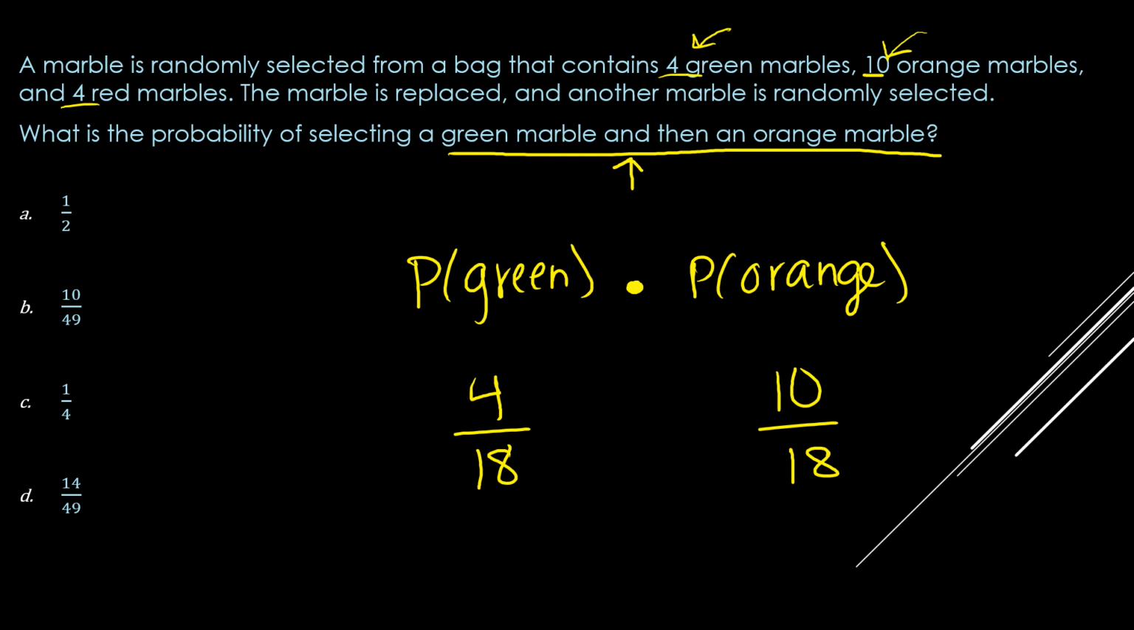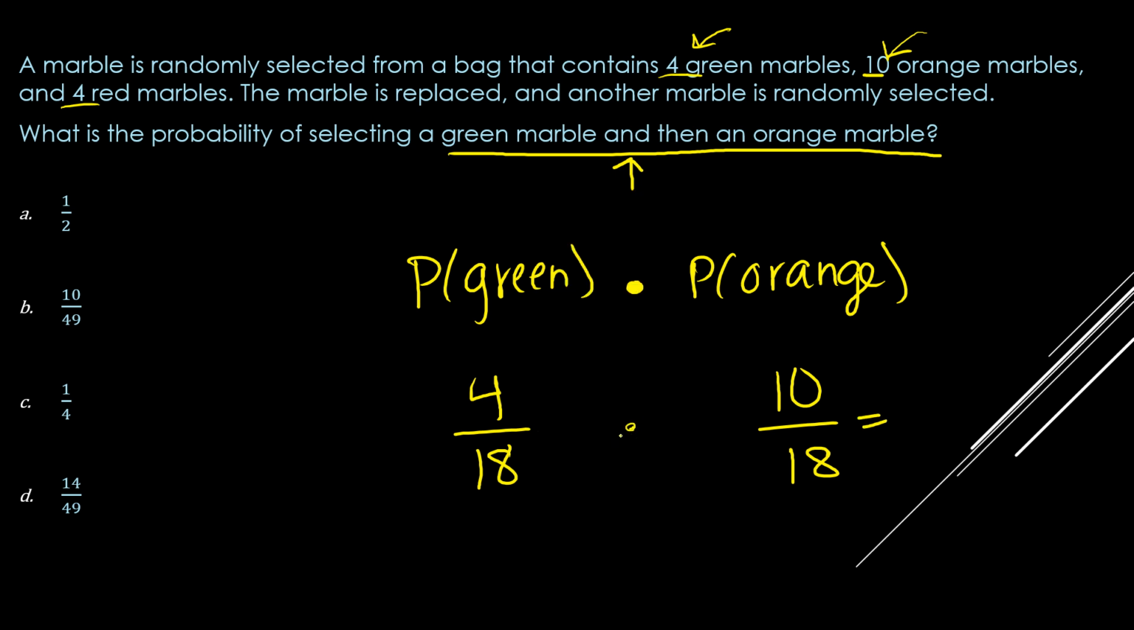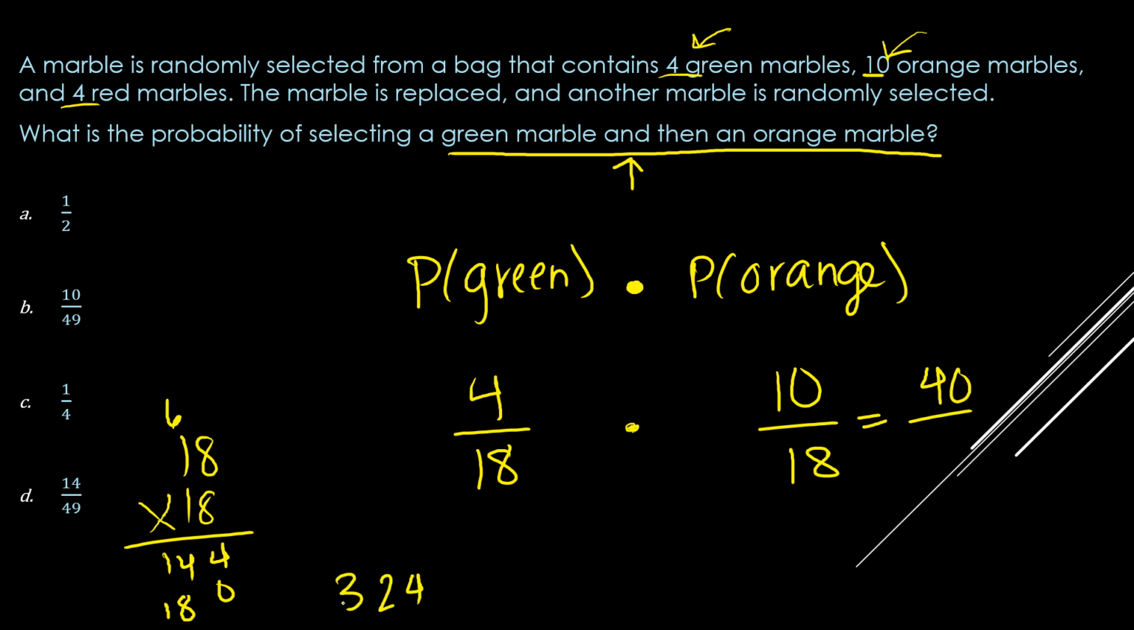So since I am multiplying these probabilities, when you are multiplying with fractions, you multiply straight across the top and straight across the bottom. So 4 times 10, it's going to be 40. 18 times 18. Let's see what that would be. So this is 64. 8 plus 6 is 14. So this is 324. Now, one thing that you could also do here is you could plug this into a calculator. So let me show you what that would look like if you were to do that.